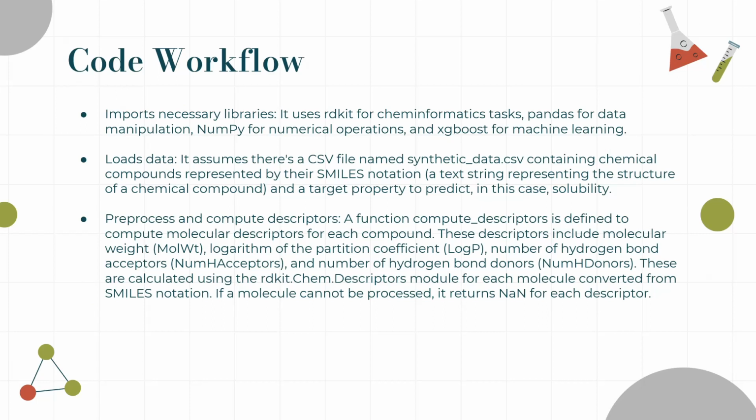Then we preprocess and compute descriptors. A function compute descriptors is defined to compute molecular descriptors for each compound. These descriptors include molecular weight, logarithm of the partition coefficient, number of hydrogen bond acceptors, and number of hydrogen bond donors. These words are very common in terms of the chemistry we are dealing with. So they are created in the CSV file in different formats, and these are columns. These are calculated using the rdkit Chem Descriptors module for each molecule converted from SMILES notation. If a molecule cannot be processed, it returns not found for each descriptor.